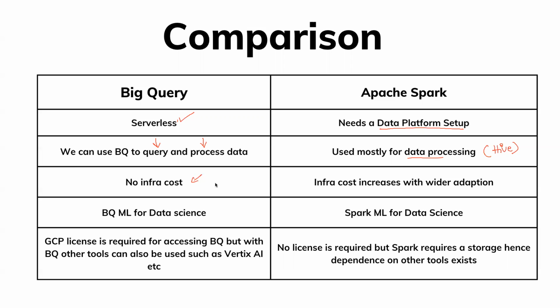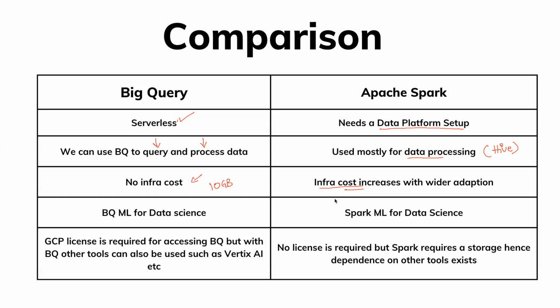There is no infra cost. You pay basically for the amount of data you process. If you process 10 GB of data, you pay for 10 GB of data. Wherein with respect to Apache Spark, because it is open source, you don't really pay for the tool, but you will have to pay for the infrastructure.